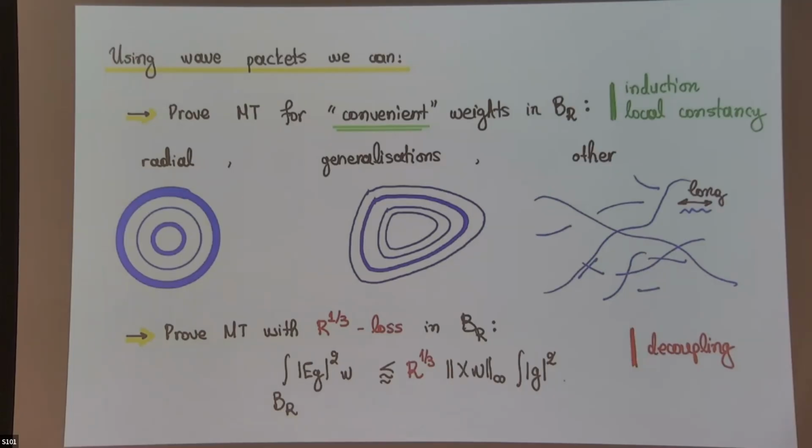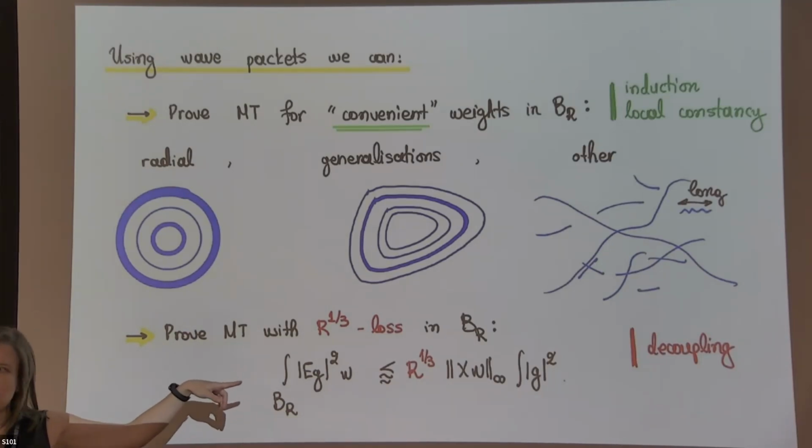The best exponent known? Sorry? Is 1/3 the best that's known today? Yeah. So actually, Larry Guth gave a talk in March explaining that if you use decoupling alone, you cannot do any better than R^{2/3}. So this is the best possible with decoupling.